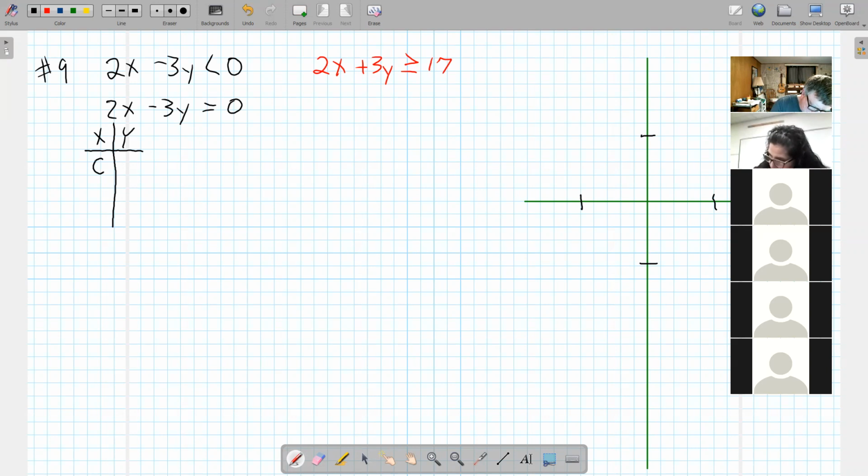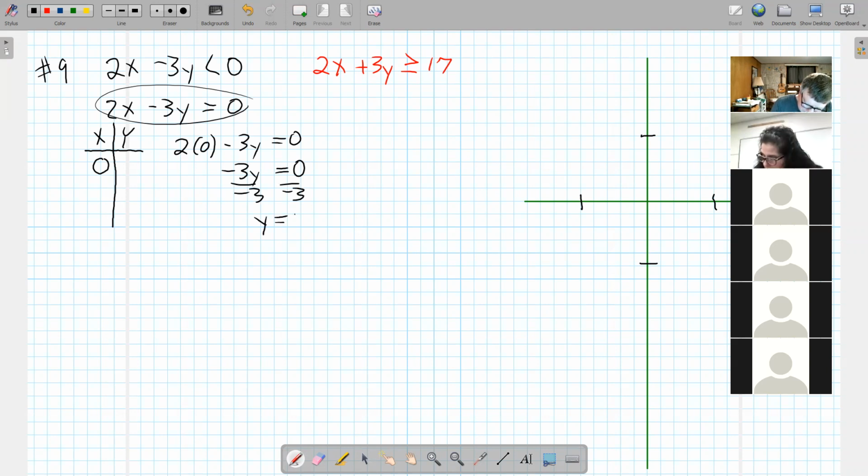So let's see. Tell you what, let's do this. Let's let x equal 0 and find y. So using this equation, 2 times 0 minus 3 times y equals 0. Negative 3y equals 0. Divide both sides by negative 3, y equals 0. Oh, this thing goes through the origin, 0, 0. Well, I was going to pick y equals 0 for the next point, but that's just going to give me the same point, the origin.